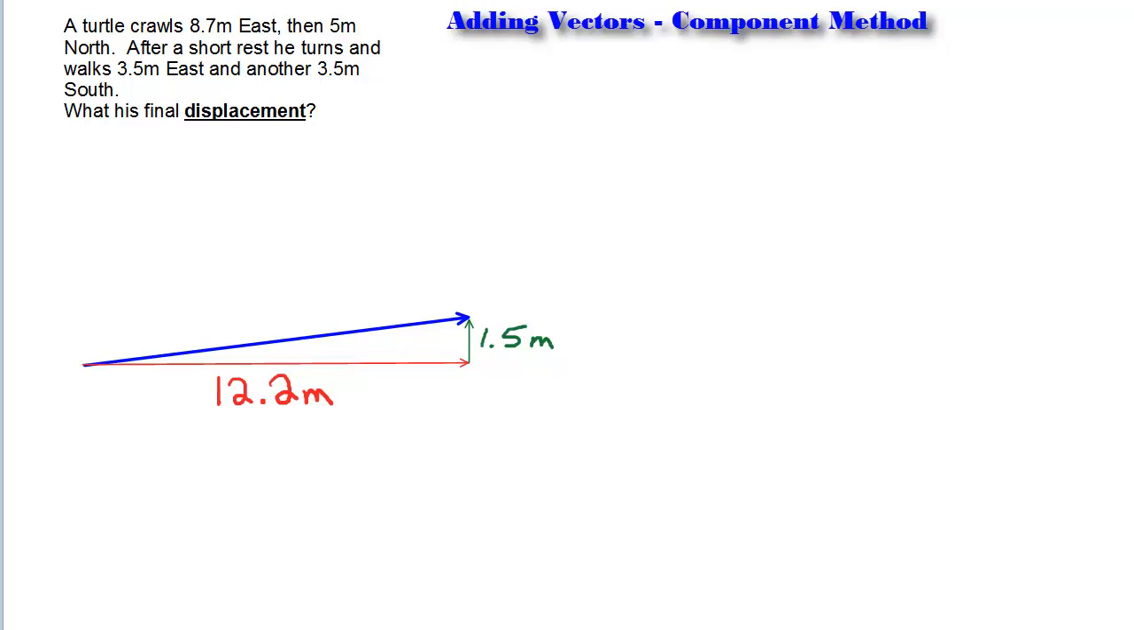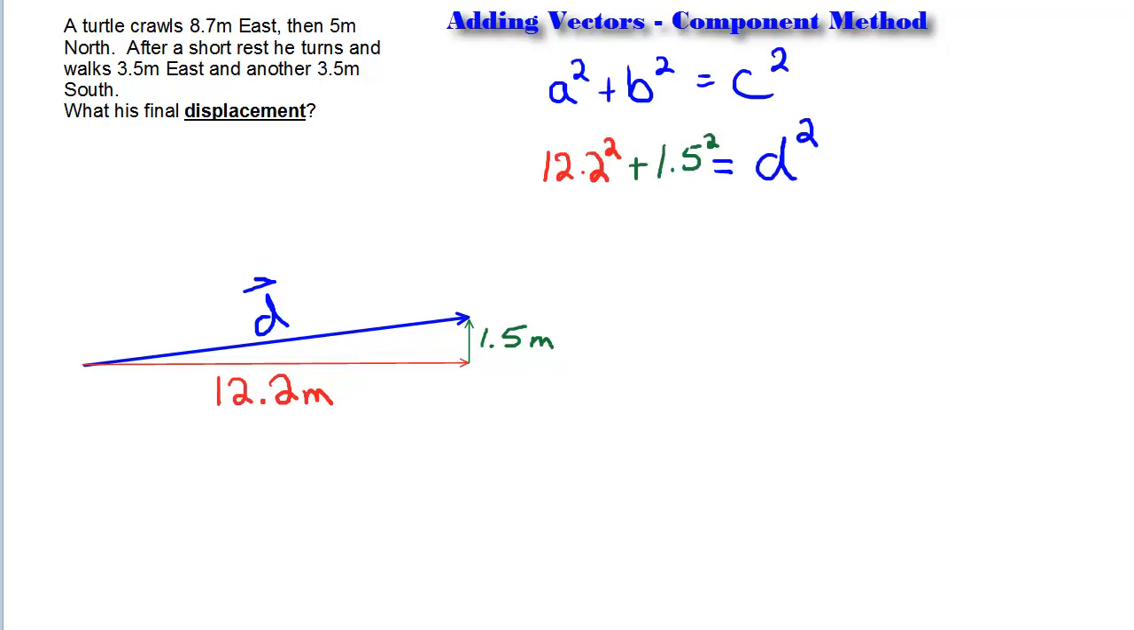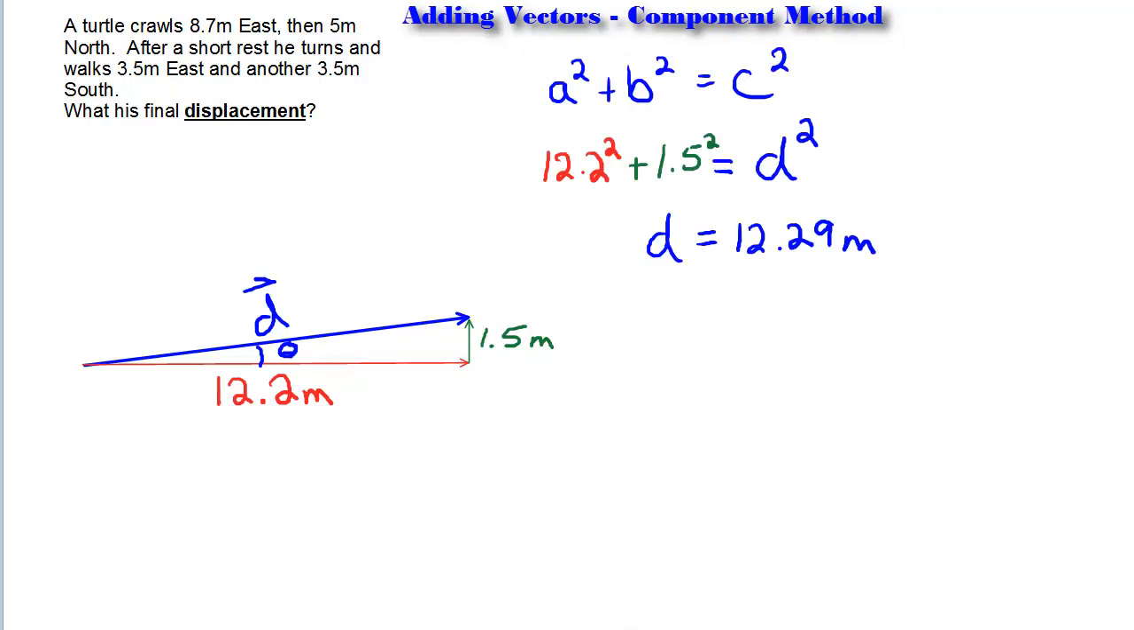We can see that the blue vector is the hypotenuse. So we want to solve for the hypotenuse of a right triangle, and all we have to do is simply use Pythagoras. Tan theta is opposite over adjacent, and in this case opposite to the angle is our 1.5 meters and adjacent to our angle is 12.2 meters.